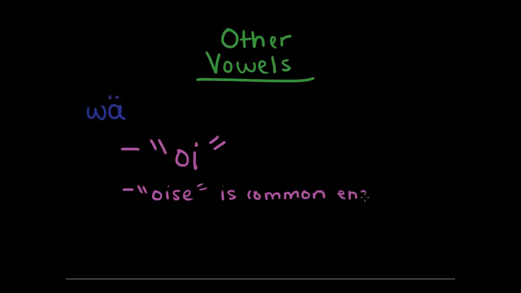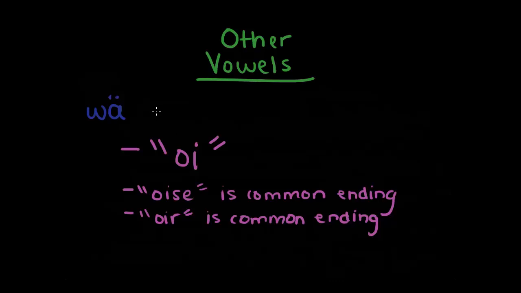And there's a whole bunch of words using OI, which represent the wa sound in French. Really, it's going to be at the end. OISE is a common ending. OIR is a common ending. So you're going to see it at the ends for sure. You can also see it in the middle a lot, I promise. So if you hear wa in French, you should be like, oh, that's gonna be an OI most of the time. Really, I can't think of exceptions. OI is pretty standard in French for that.